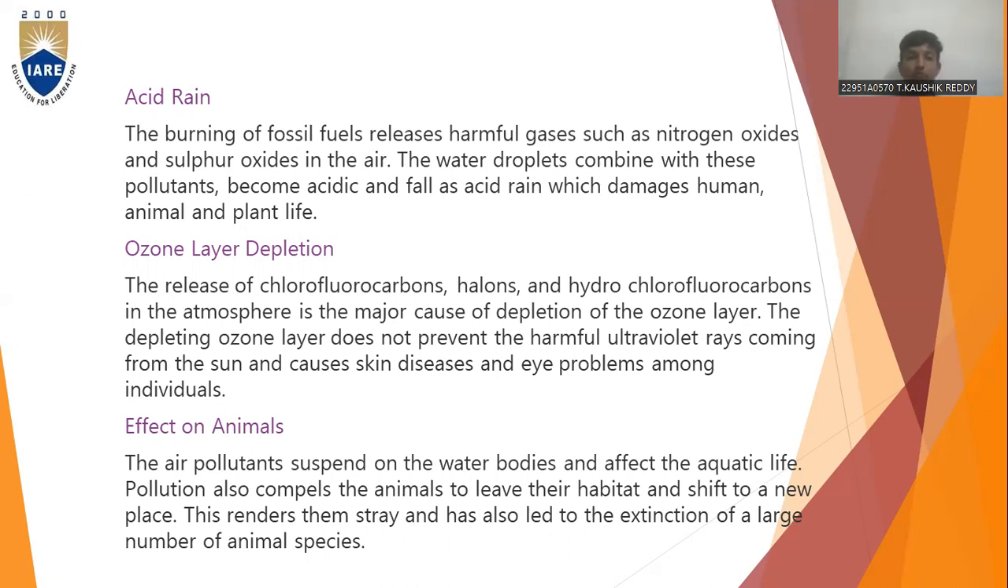Effects on animals. So how are animals affected due to air pollution? The air pollutants suspended on the water bodies affect the aquatic life. So with the air pollution suspended on the water body, fishes, turtles, etc., the animals which live in water or underwater, are also affected.